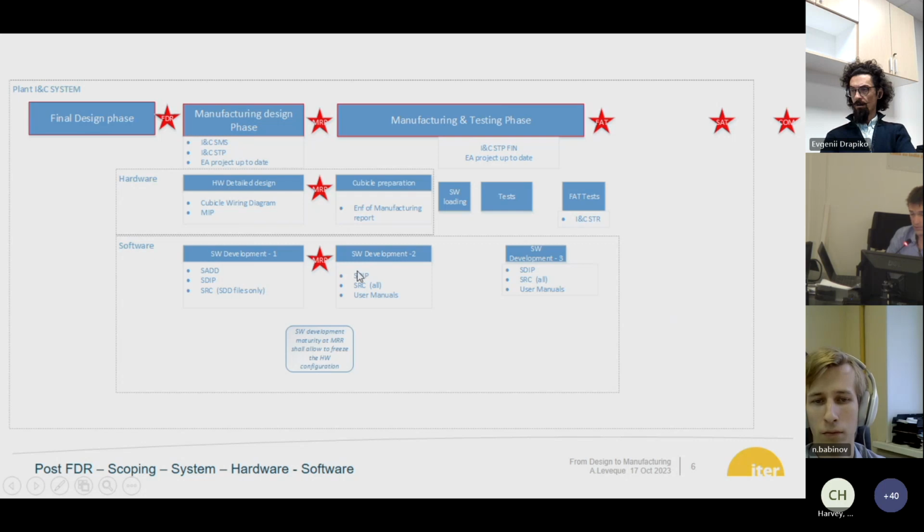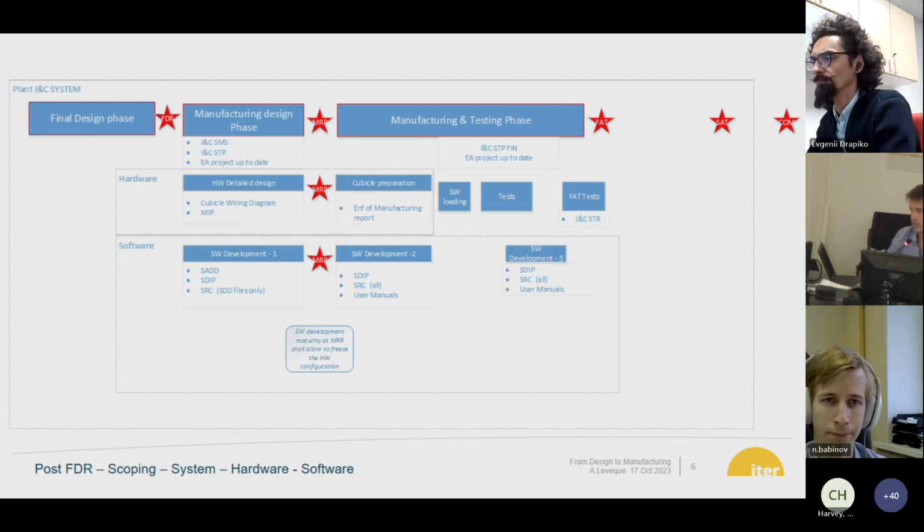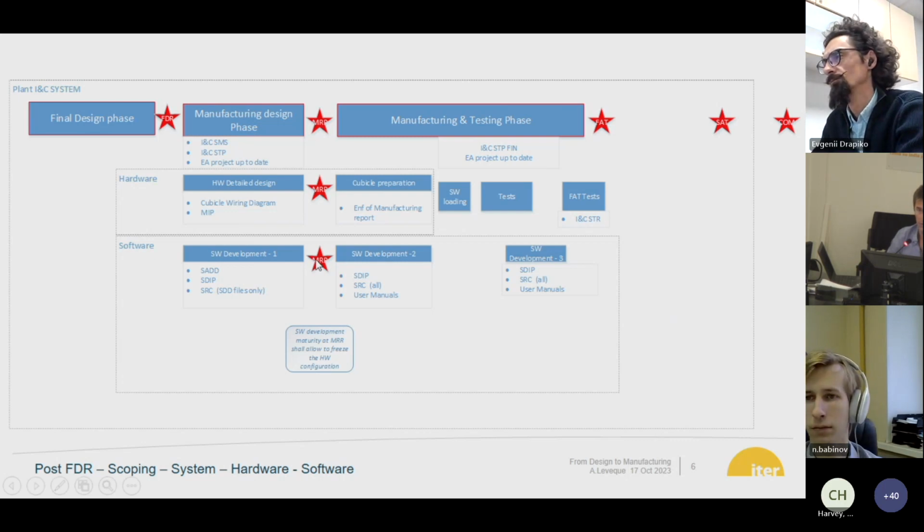The software development can continue, and we expect to have the software development plan, I will explain later, regularly updated so that we know where the software development stands. And at the end of the development, we need to have all the source codes and the user manual of the software to validate the software development. After that, we are back to a system activity where we load the software in the cubicle and we start to do the test.